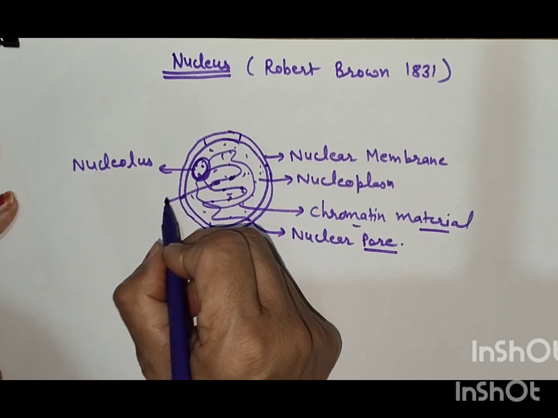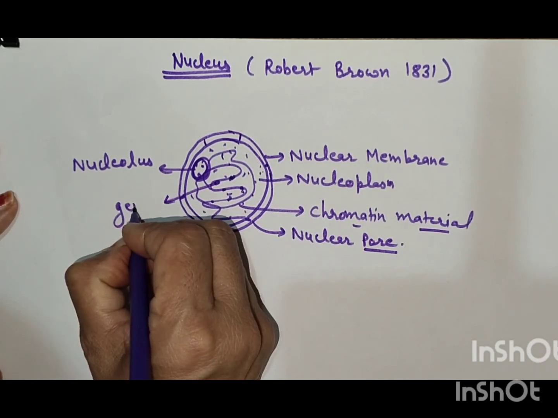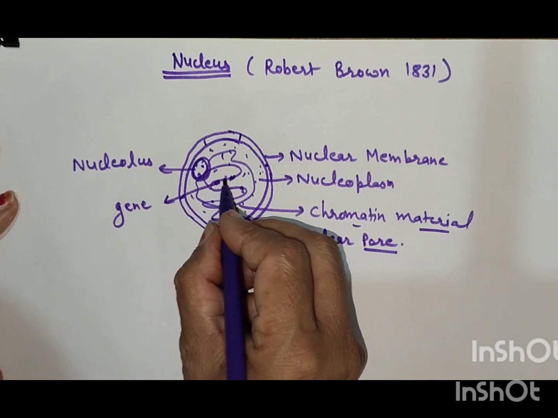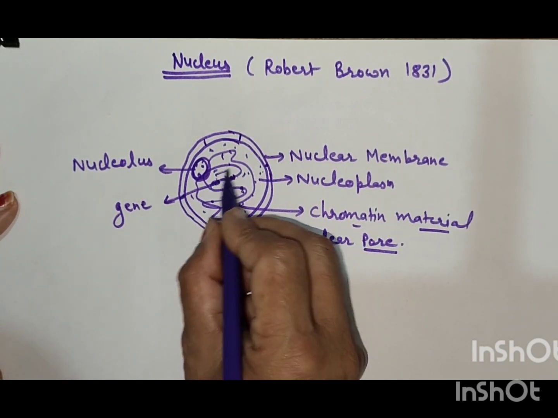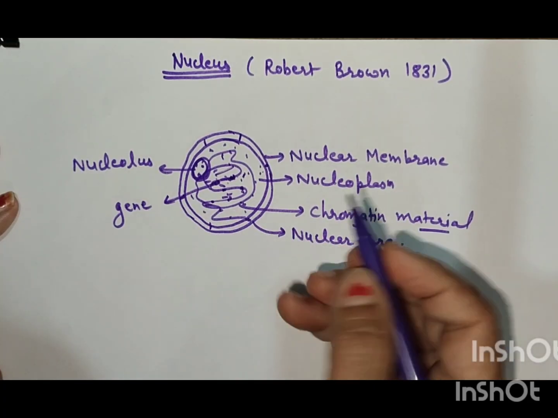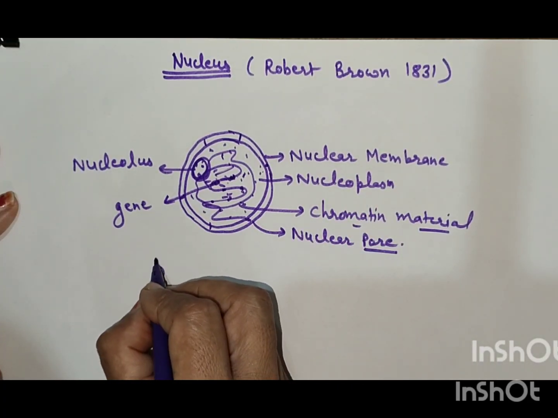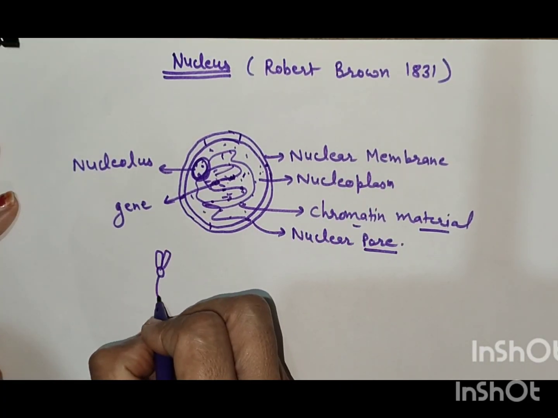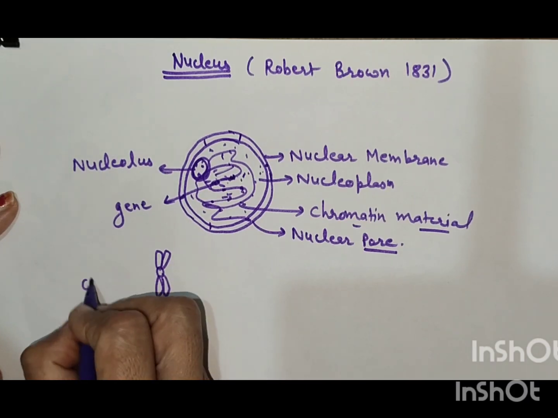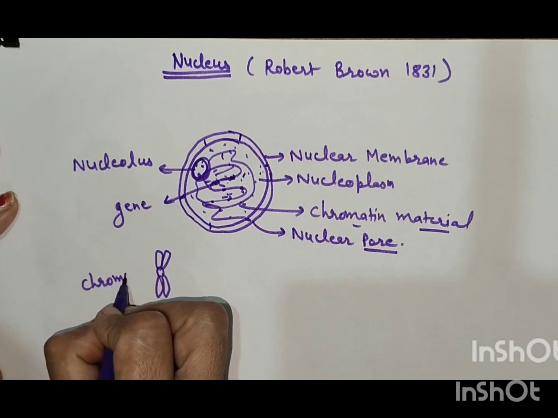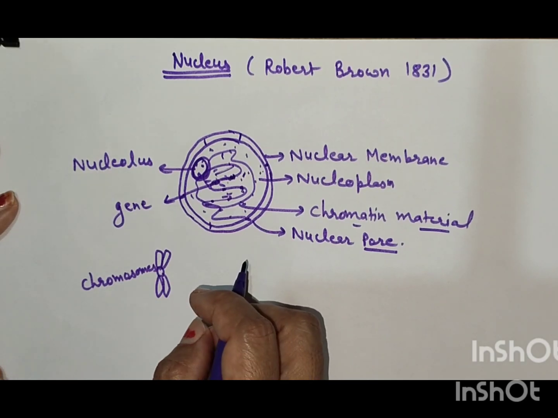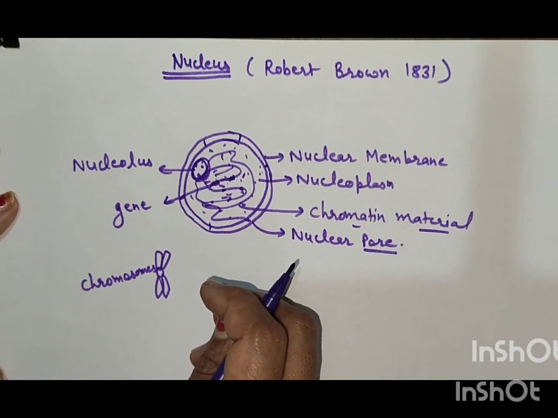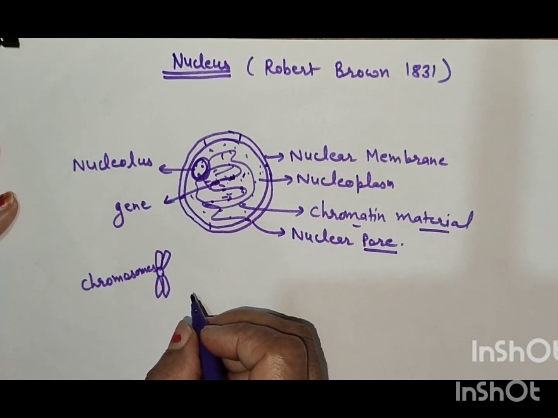It has genes on it. When the cell divides, this chromatin material condenses into a rod-like structure. These are called chromosomes.